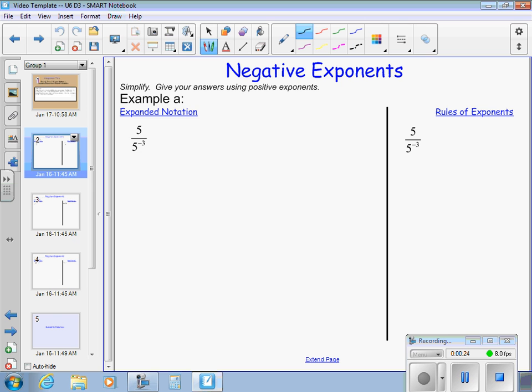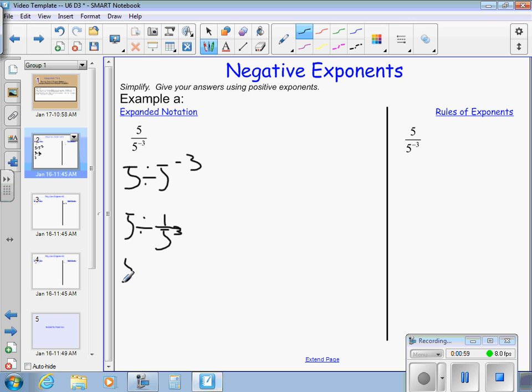So we've got 5 divided by 5 to the power of negative 3. So this is the same thing as 5 divided by 5 to the power of negative 3. Again, this is the same thing as 5 divided by, and 5 to the power of negative 3 is 1 over 5 cubed.